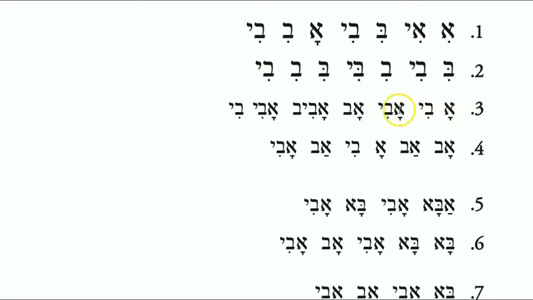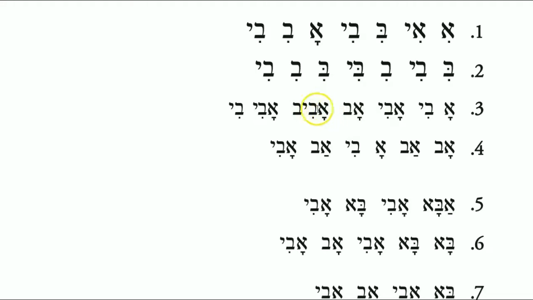Put it together: Avi. Avi means my father. Av, father. Sheli, of me. And then it further compacts from Av Sheli to Avi, my father. So Av Sheli means father of me, and Avi means my father.